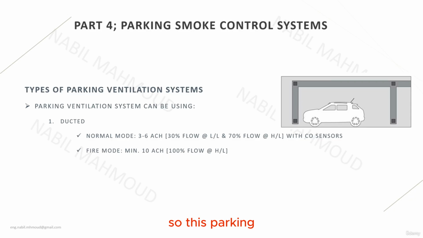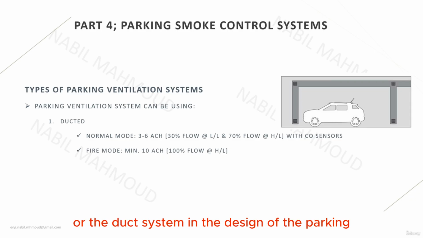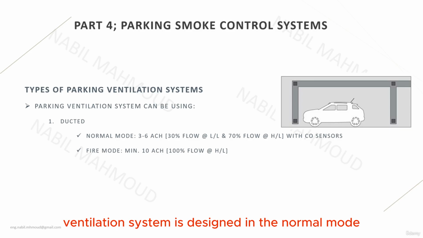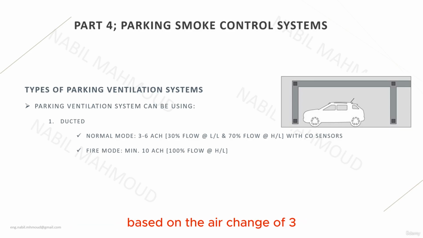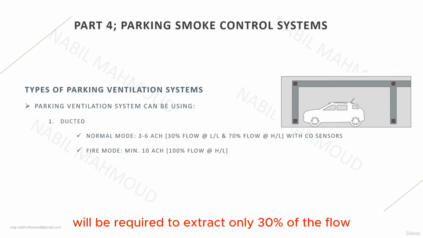So the ducted system in the design of the parking ventilation system is designed in the normal mode based on an air change of 3 up to 6. 30% of the total amount of this flow will be distributed at low level, and 70% of this flow will be at high level, which means that the grills you see at high level will be sized and selected based on the need to extract 70% of the flow, while the grills at low level will be required to extract only 30% of the flow.